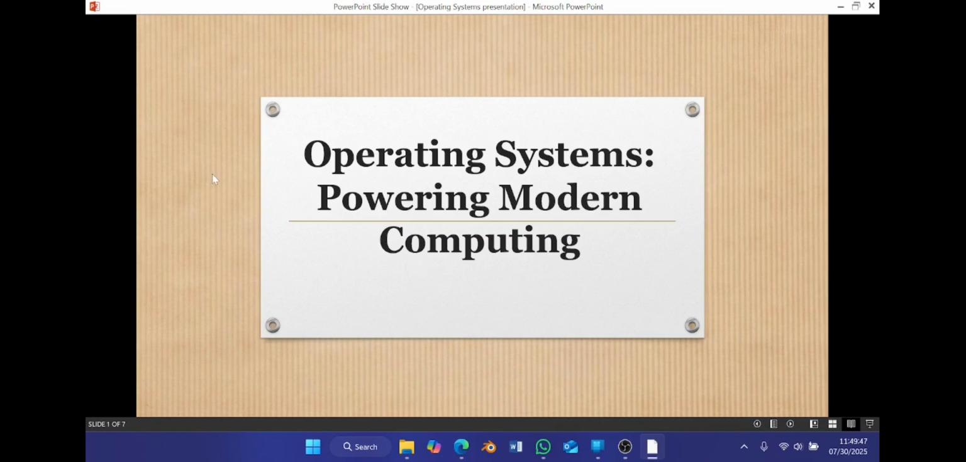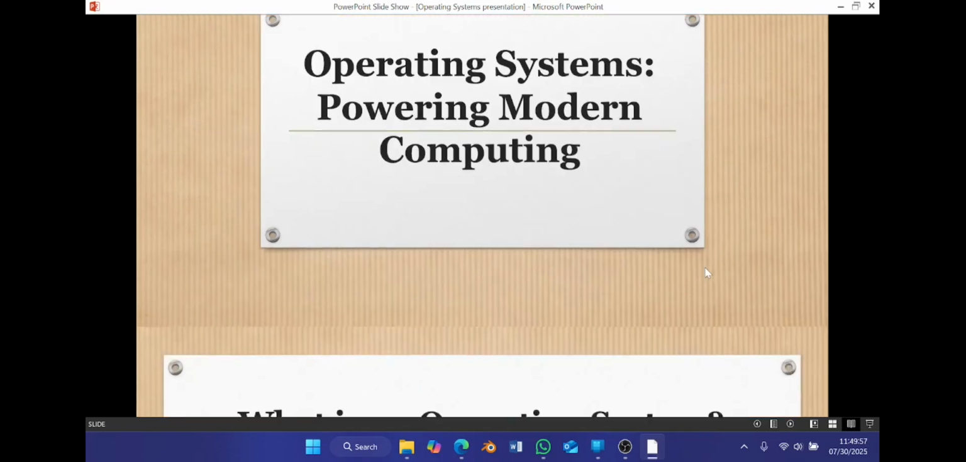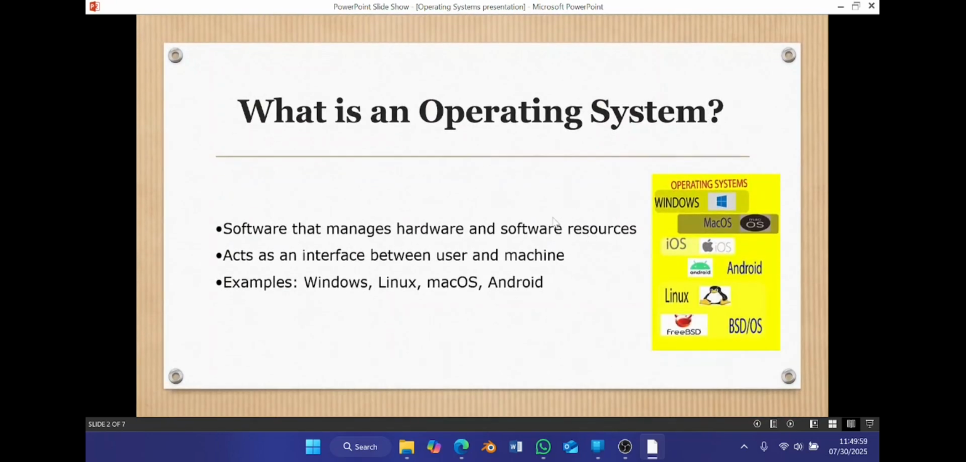Okay friends, as we had said earlier, I'm going to take you through operating systems, powering modern computing. What is an operating system? That's where we are going to begin.